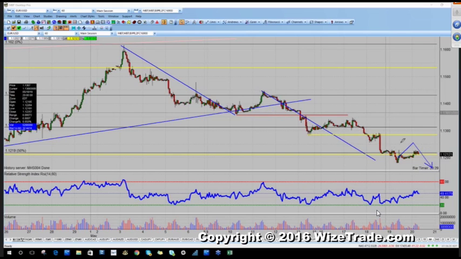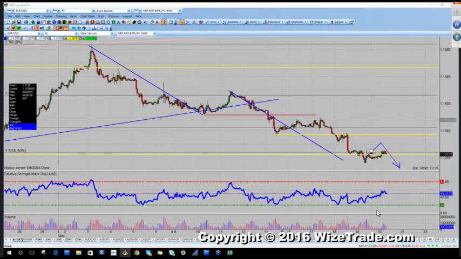Now, that's not saying that we can't get a little bit more of a bounce. I'm hoping, just like I did yesterday, and I drew this out, I'm going to draw the same thing today. If we get a bounce, I would be looking to sell some sort of bounce up towards 1250.